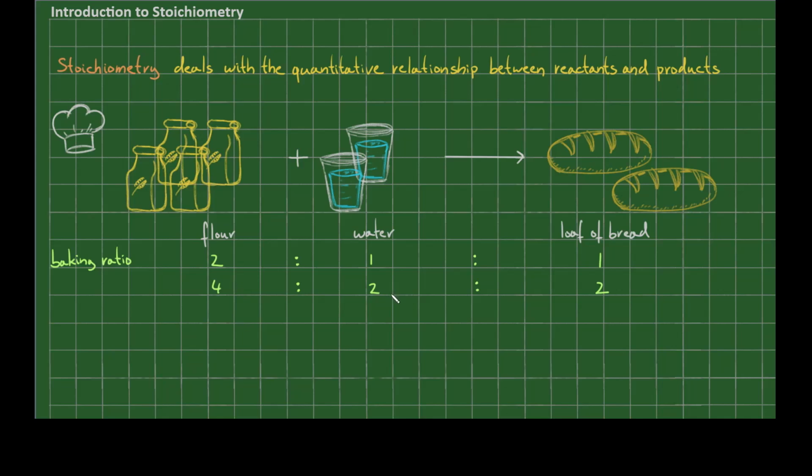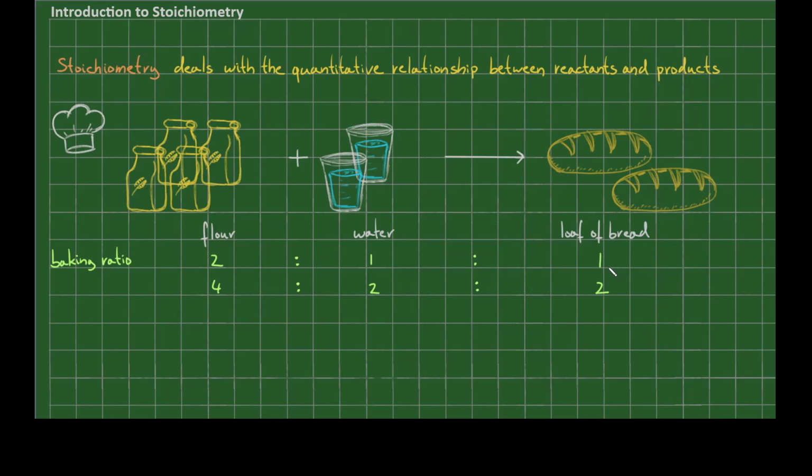And so in this case, I could say that the stoichiometric relationship or the stoichiometric ratio is 2 parts flour, 1 part water to give 1 loaf of bread. Or to keep it very simple, I could say that the ratio is 2 is to 1 is to 1.